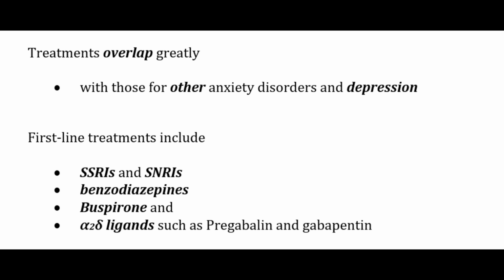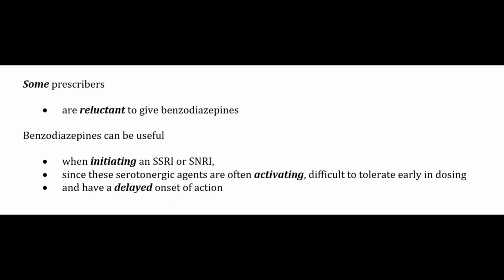Generalized anxiety disorder. As stated before, the treatments overlap greatly with those for other anxiety disorders as well as depression. The first-line treatments include SSRIs, SNRIs, benzodiazepines, buspirone, and alpha-2 ligands. Some prescribers are reluctant to give benzodiazepines, but these can be useful when initiating SSRIs or SNRIs since these serotonergic agents are often activating, difficult to tolerate early on, and have a delayed onset of action. In other patients, benzodiazepines can be useful to top up an SSRI or SNRI for patients who have experienced only partial relief or when the symptoms surge and sudden relief is needed.